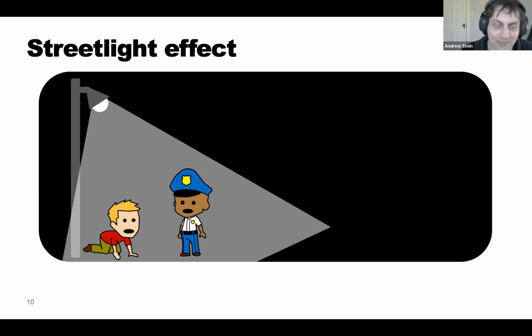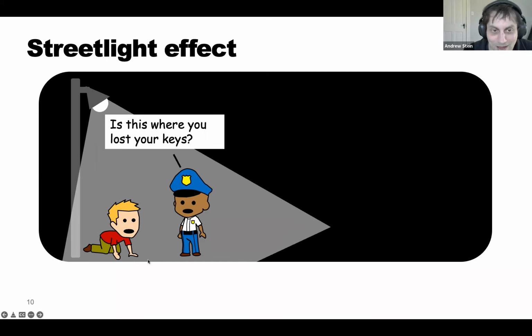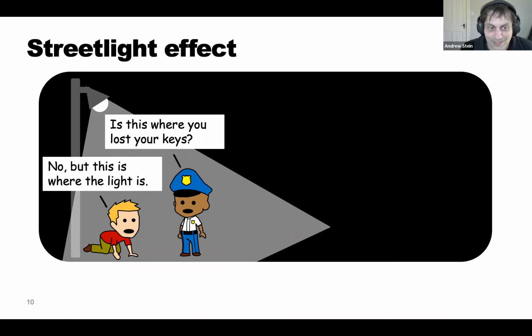And I think what's going on is something called the streetlight effect. The idea is you have this poor guy at midnight searching for his keys, and he can't find them. A police officer comes by to help and asks, is this where you lost your keys? And he says, no, but this is where the light is. So this is where I'm looking.